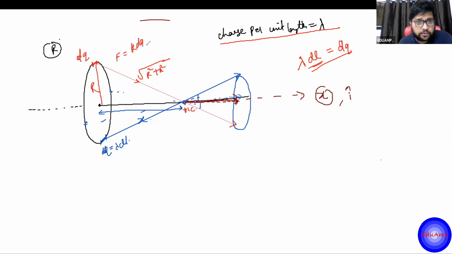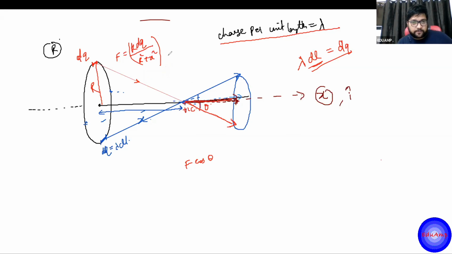K dq, here the charge is dq, divided by the distance square, that is r square plus x square, right? So let me delete this. This is r square plus x square. Fine. So this is the force. You have to take only the x component of this force. So let's say this angle is theta, you have to find F cos theta. The x direction component is given by F cos theta.